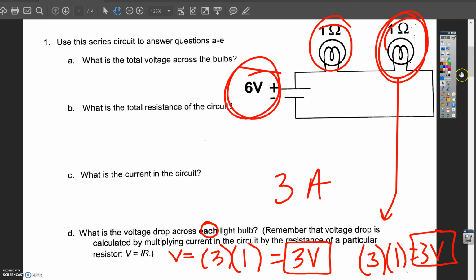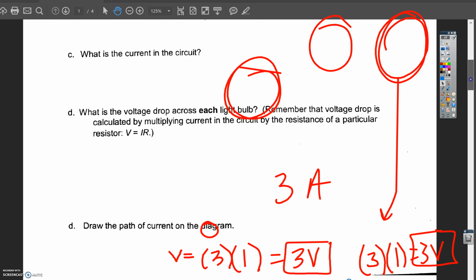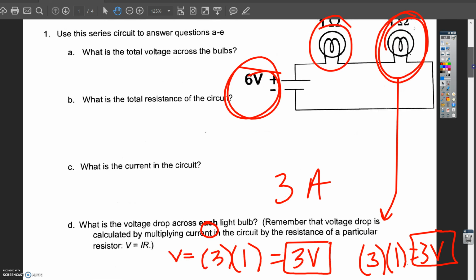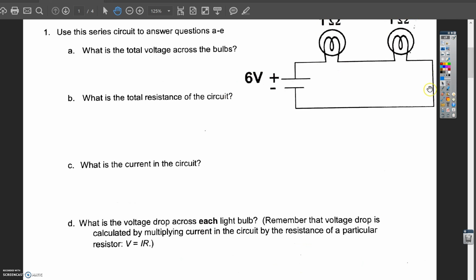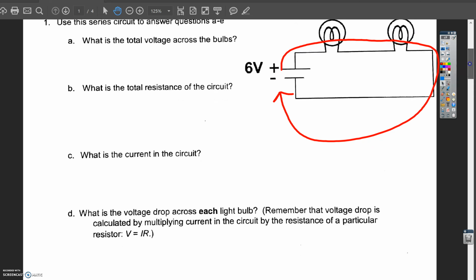And lastly, the last question asks, draw the path of the current on the diagram. So if I were to draw it, remember it's from positive to negative. And that is how you work out the rest of the problems.